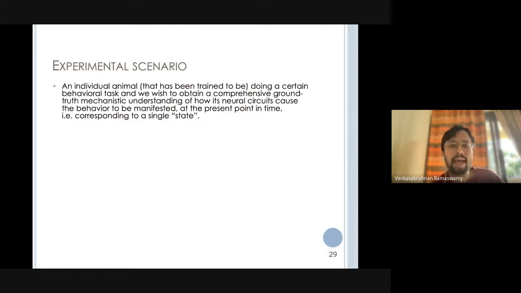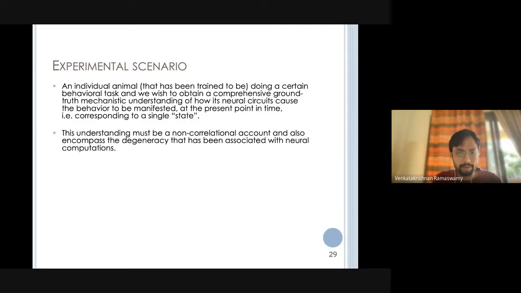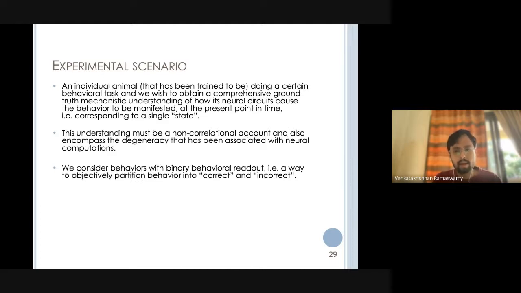So you have an individual animal doing a certain behavioral task, and you want to obtain a comprehensive understanding of how its neural circuits cause the behavior to be manifested at the present point in time, corresponding to a single state. And I want a causal understanding, not just a correlational one. And then nervous systems also have behavior, right? So I need a notion of a behavioral readout, right?